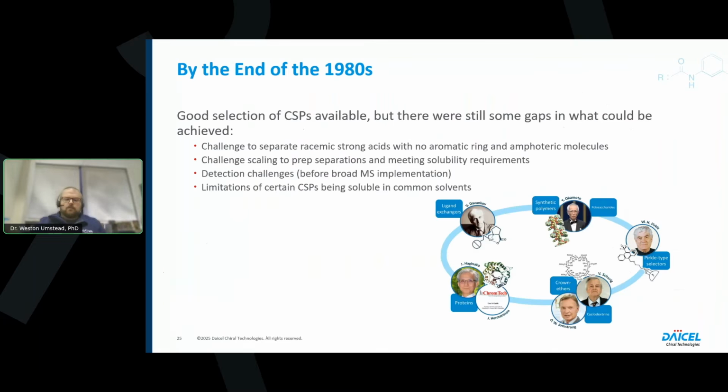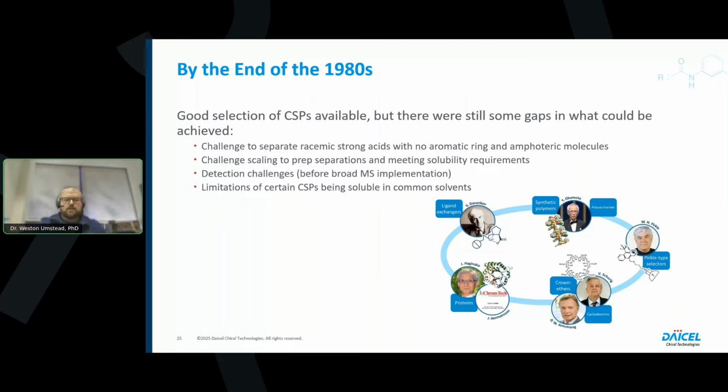So, a very brief run through the early development phases. By the end of the 1980s, we had a lot of good options, is basically what those slides are telling us. We had things like protein phases and polysaccharides and cyclodextrins, a lot of good options available, but there were still some gaps at that time.